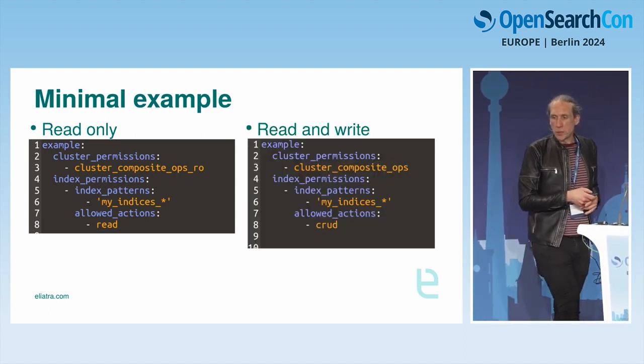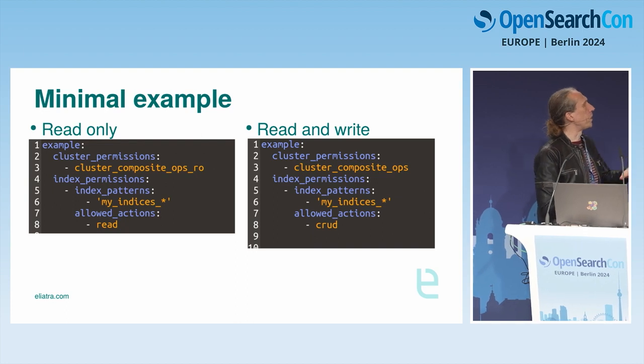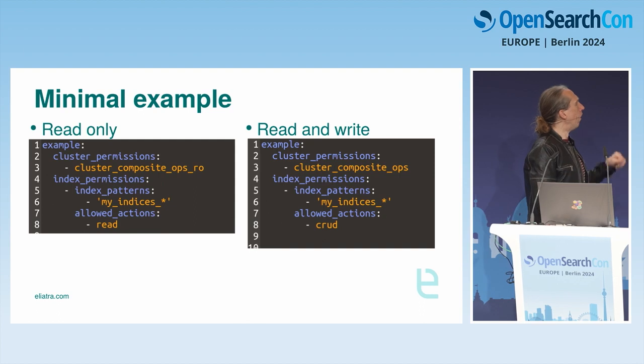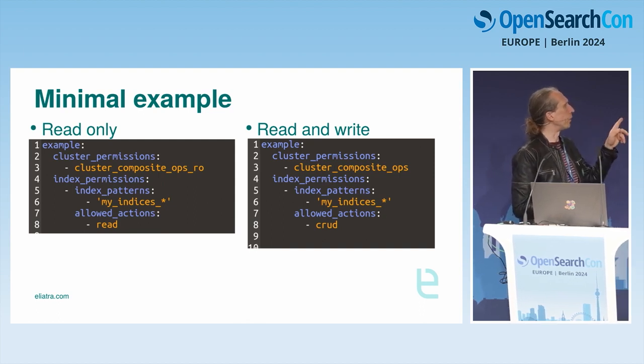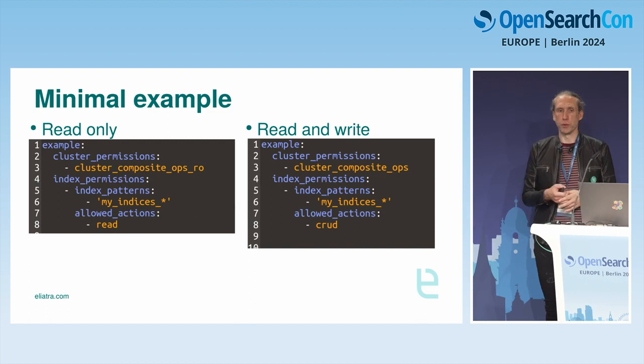Comparing this with a read and write example, we see the read action group has changed into CRUD, and in the cluster permissions, we lost the RO at the end of the action group. This RO just stands for read only, and now we have the full.